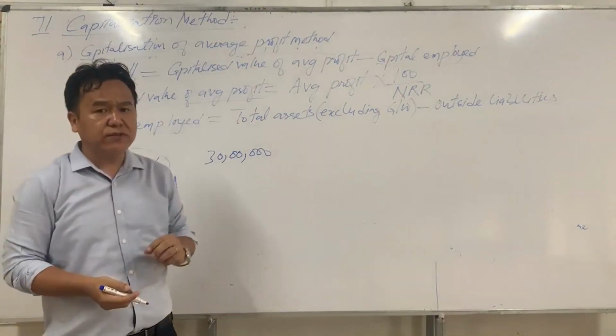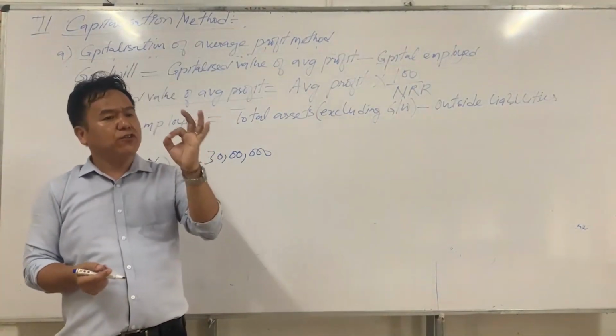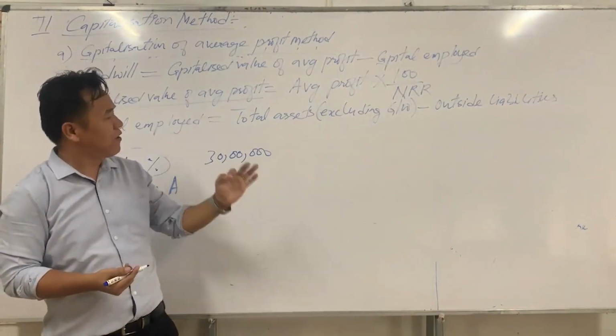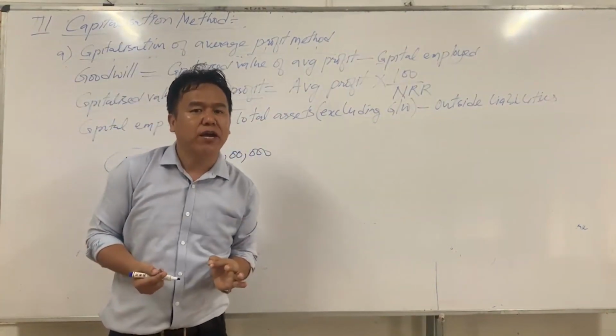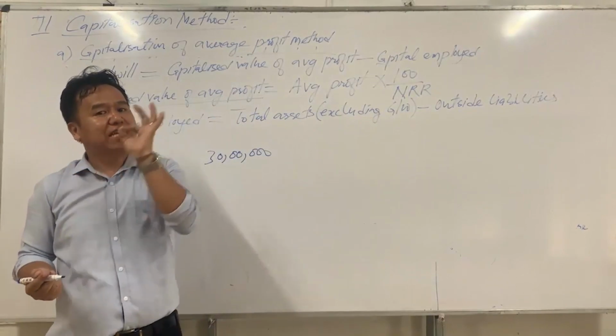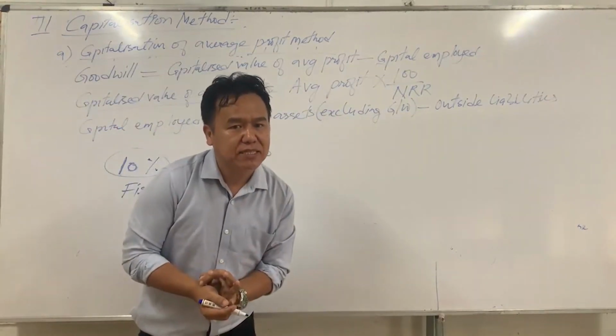Normal rate of return means the rate of generating profit on capital employed by other firms in the same business.